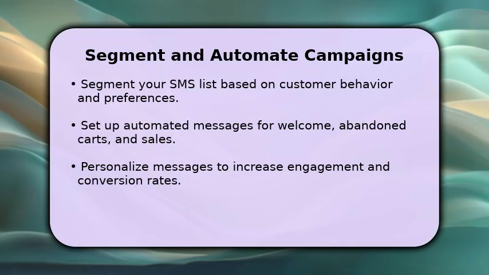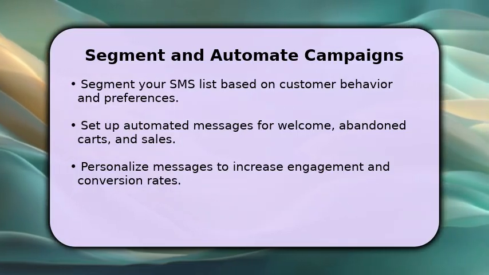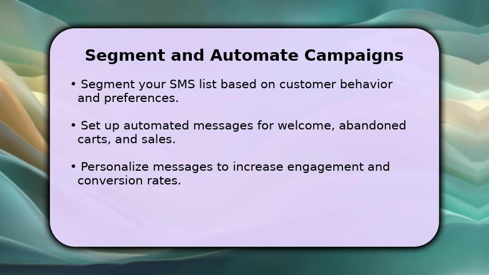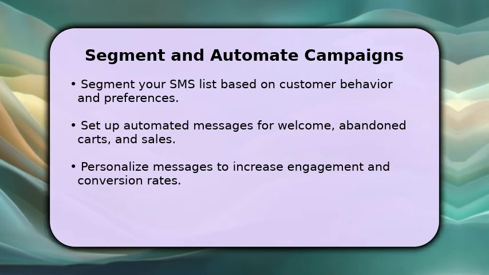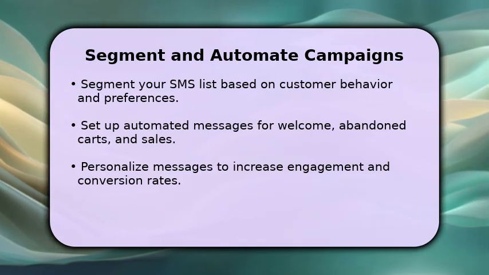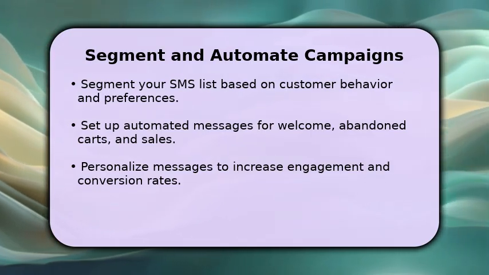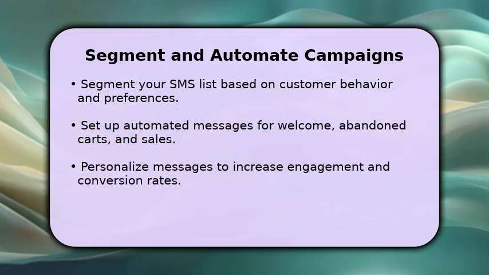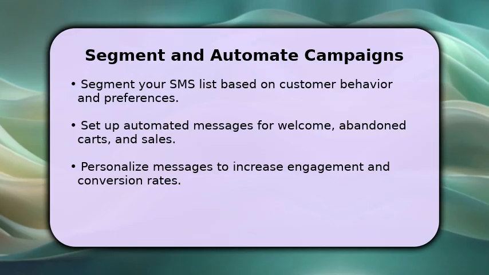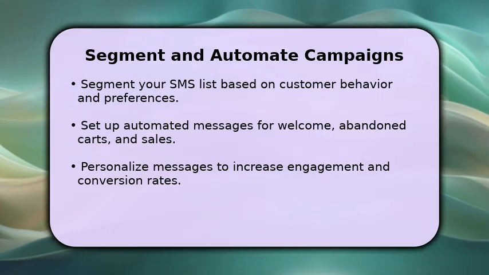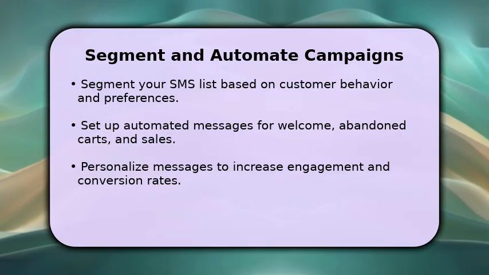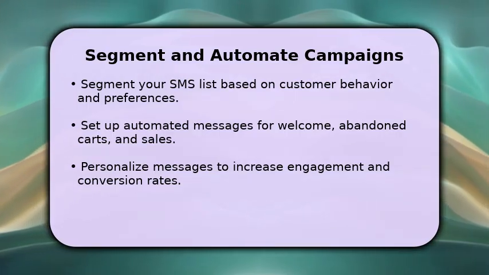With your list growing, the next step is to segment your subscribers. Group customers based on their purchase history, browsing behavior, or demographics. This allows for highly targeted campaigns. Then, set up automated messages: a welcome series for new subscribers, abandoned cart reminders within 30 minutes, and post-purchase follow-ups. Personalizing these messages can lead to a 20% increase in engagement and higher conversion rates.